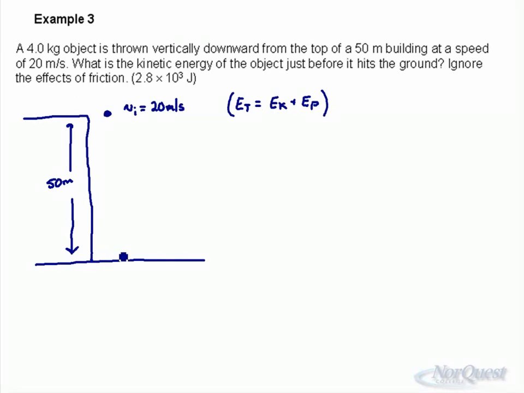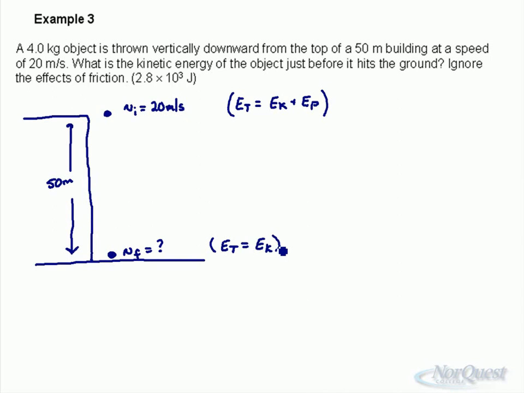Think about it just before it hits the ground. Just before it hits the ground, it has some final velocity which will be greater than 20 meters per second. But think about its total energy. The total energy in this case would be all kinetic. There's no potential left because you're just before it hits the ground. So at the bottom, had we known the final velocity, it would be quite easy to solve this question.